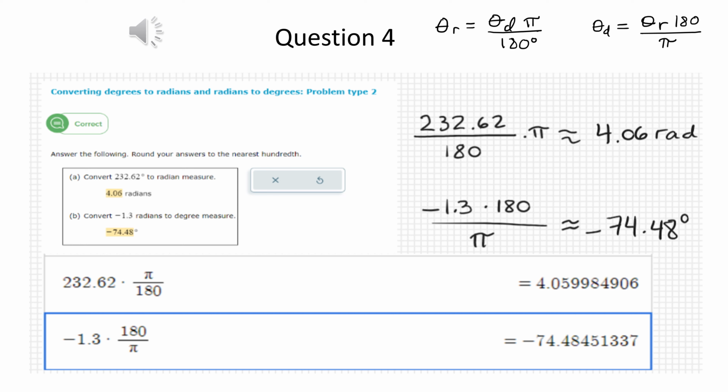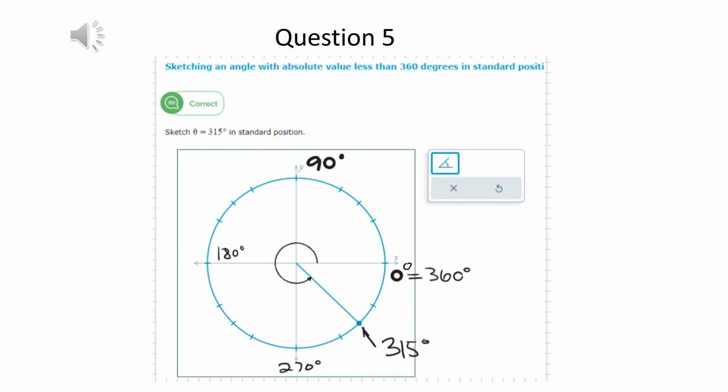Okay, in this example you apply both formulas. The formula for the conversion degree to radian in the first one, and the formula for the conversion radian to degree. That's just the formula. That's it. Okay, this question number 5 is super easy.